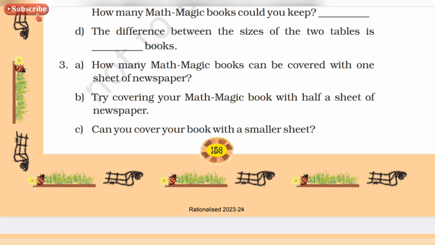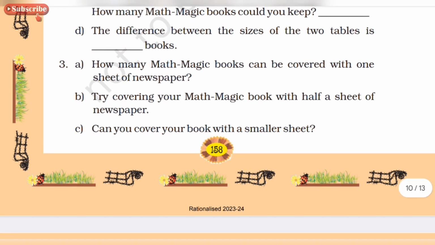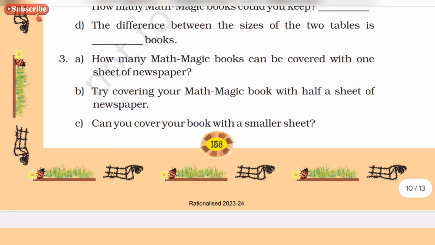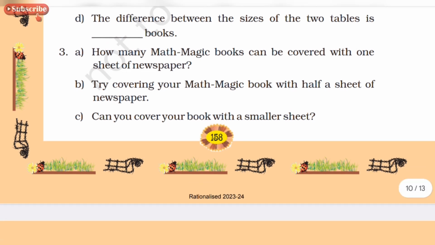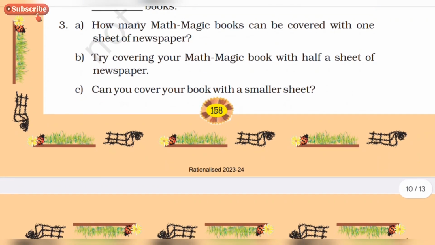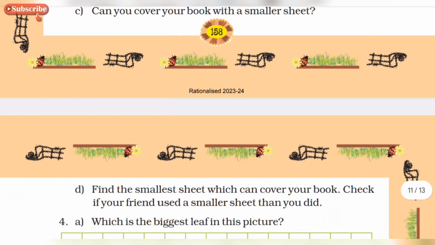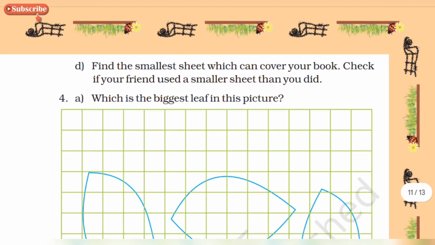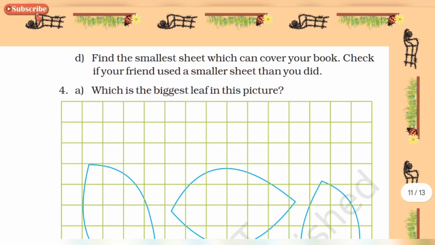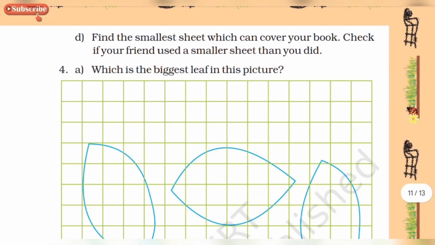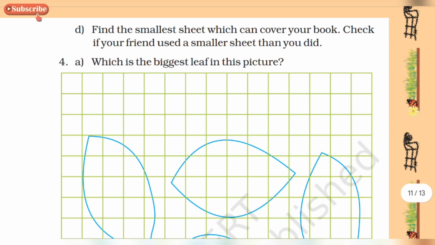Try covering your math magic book with half a sheet of newspaper. Can you cover your book with a smaller sheet? Find the smallest sheet which can cover your book. Check if your friend used a smaller sheet than you did.